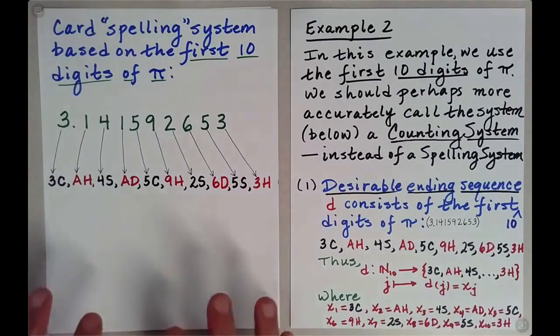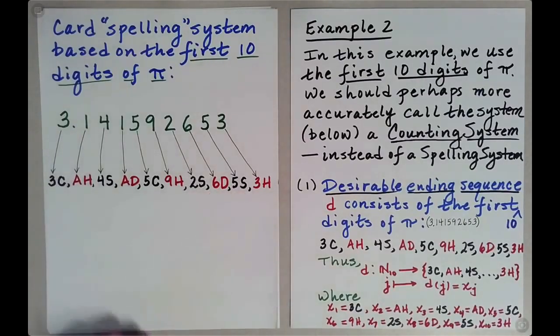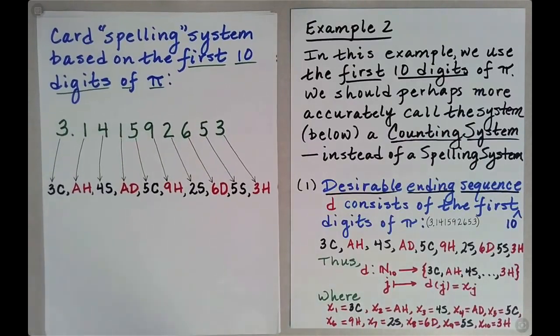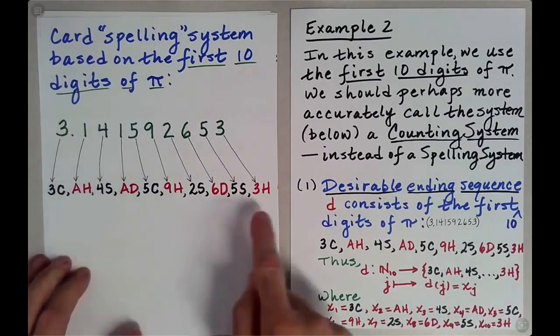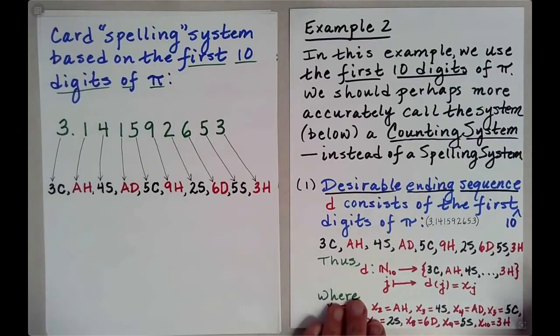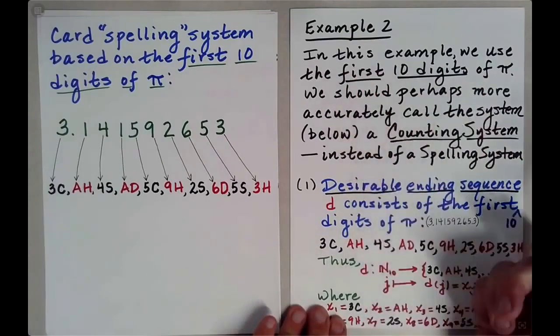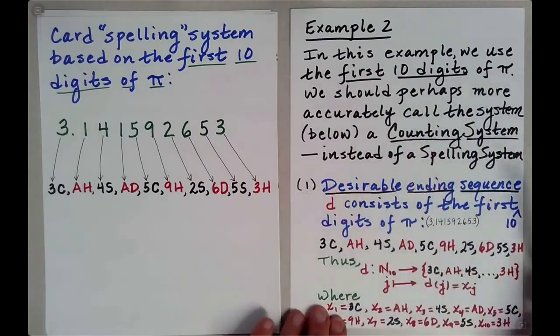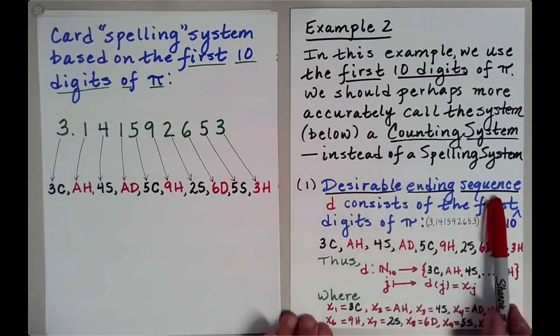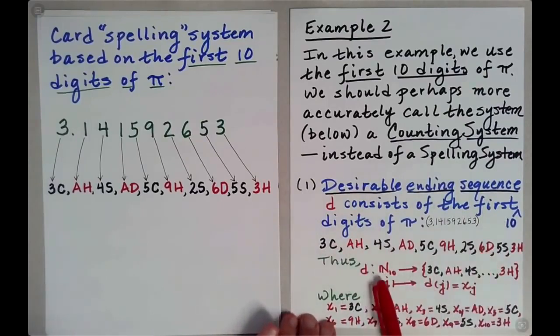So this will be our desirable ending sequence. And so we have to figure out what the initial state of the cards should be so that we can achieve this at the end. So let's dive into the mathematics. I mentioned that more accurately, this should perhaps be called a counting system, because we won't be spelling names, we'll be counting out these digit values. Okay, so here's our desirable ending sequence.